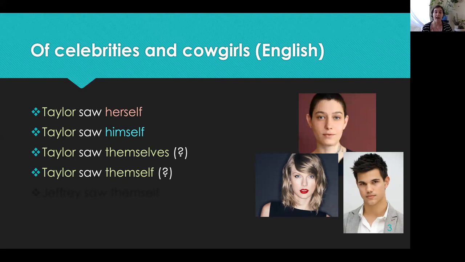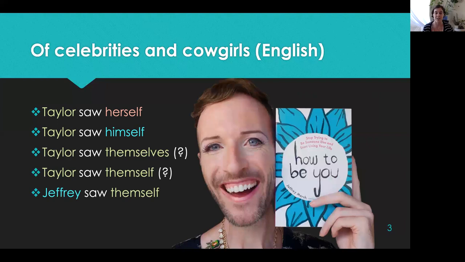And so in this way, we can see that Taylor might be underspecified for gender because it can be referred to with female, male, and gender neutral or underspecified gender anaphors: herself, himself, and themself. However, we get to this issue around names when we find sentences like "Jeffrey saw himself." Now, Jeffrey is an archetypically masculine name, but not everyone who's named Jeffrey is archetypically masculine.